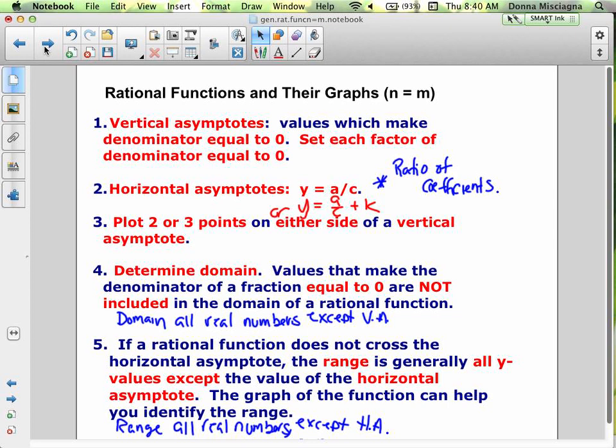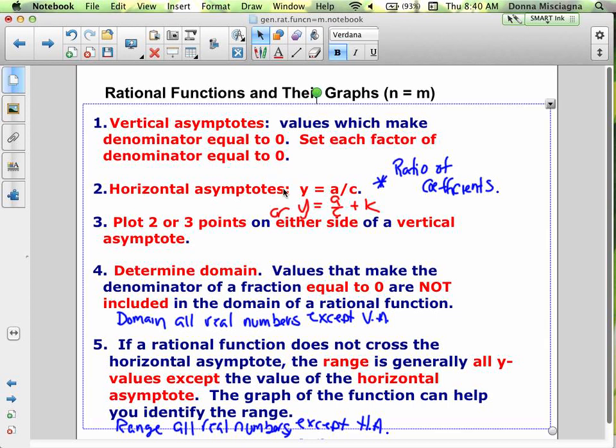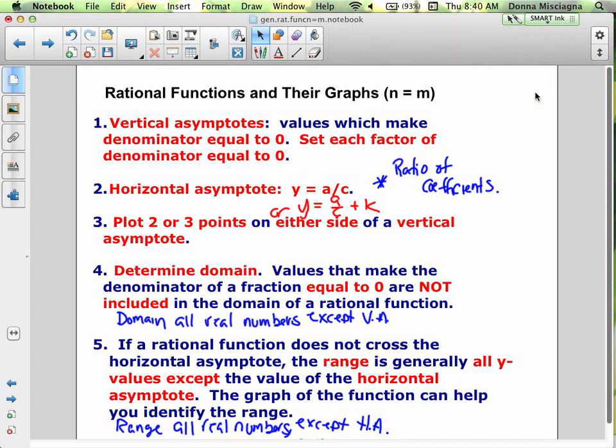We're going to have a horizontal asymptote. It really should just say asymptote. There is going to be only one. We can have two, but these ones won't have two. Y equals a over c, and that would be the ratio of the coefficients.